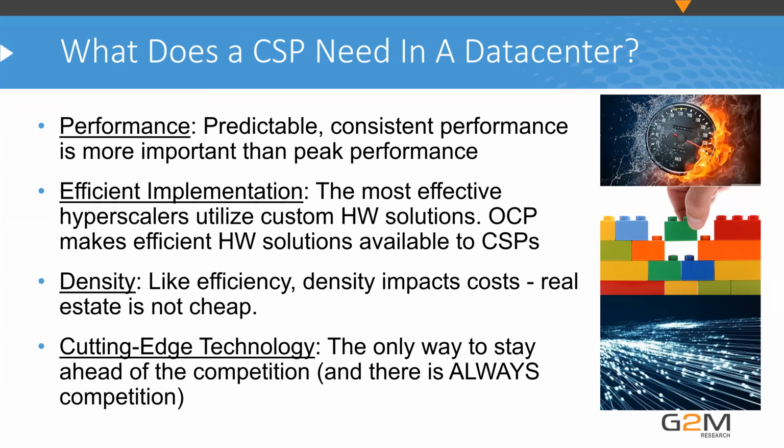So what do they need in the data center? One of the first things, obviously, is performance. They want performance that's predictable and consistent. They also want to be able to scale it relatively easily. Efficient implementations, obviously, if a cloud service provider is doing this to save money, they want something that allows them to do that. OCP is one example of that. It's certainly not the only one.